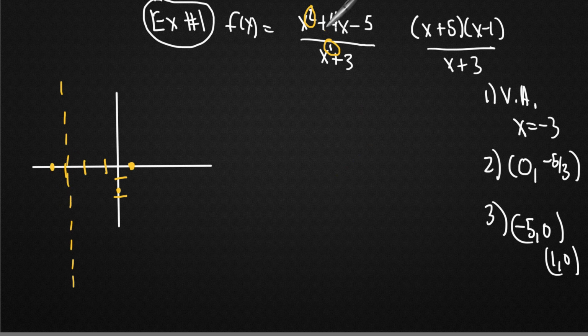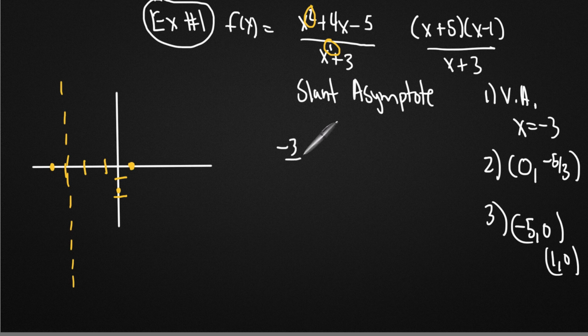Now, the new concept is finding what's called the slant asymptote. Slant asymptote. It's not a horizontal asymptote. It's going to be a slant asymptote. You get that by a little bit of synthetic division. So we're going to divide x squared plus 4x minus 5 over x plus 3.